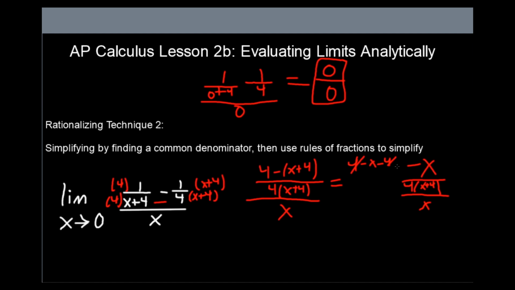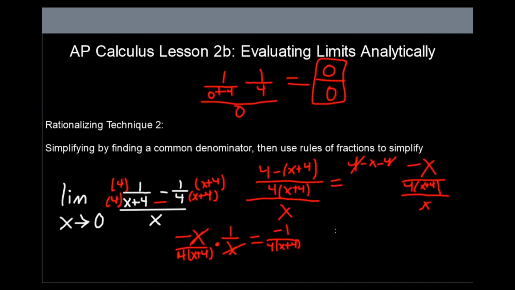So we're going to multiply this fraction, negative x over 4 times x plus 4. Rewrite that denominator as 4 times x plus 4 times 1 over x. Okay, now that we have this, we can cancel these x's and keep the minus sign. So then we're going to have negative 1 over 4 times x plus 4. And now we can finally plug in our value of 0.